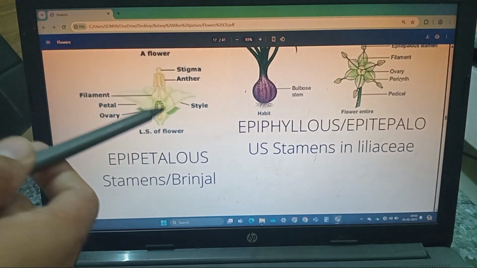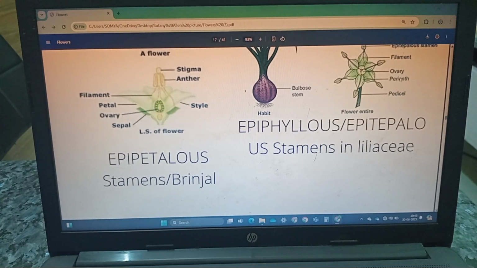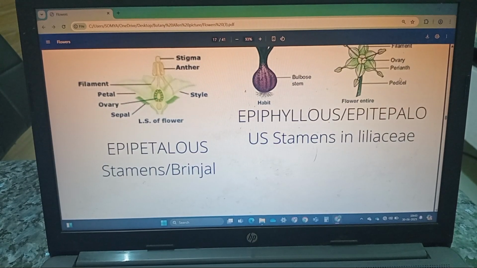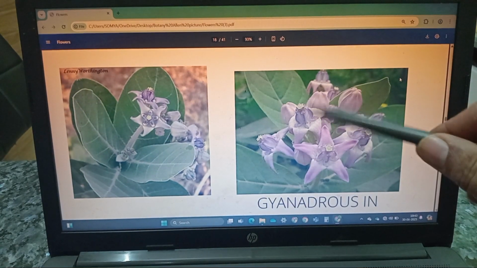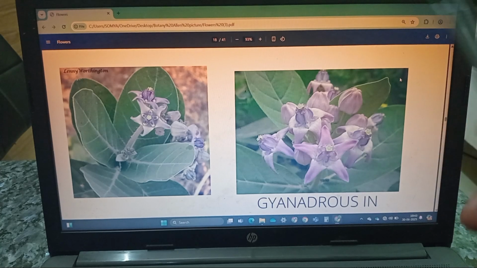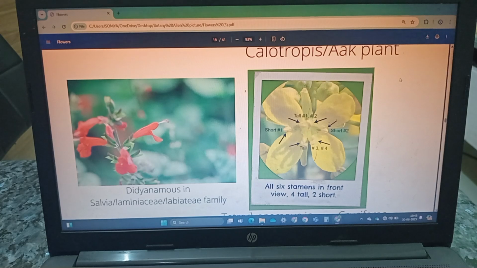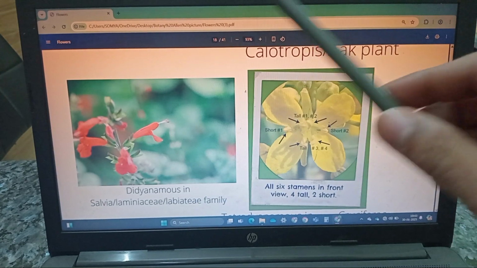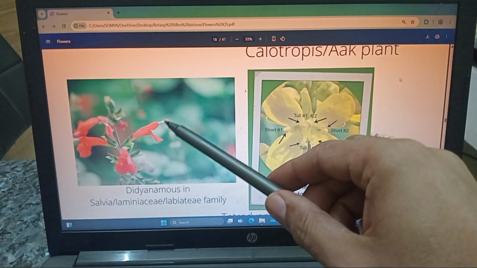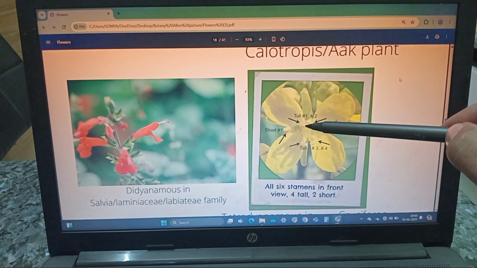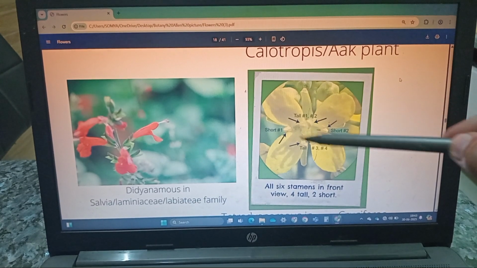Epipetalous condition is found in your Solanaceae, brinjal family. This is gynandrous condition, in which the stamens are attached to the stigma, found in Calotropis. Then depending on the length of the stamens, there can be didynamous and tetradynamous condition. The didynamous condition is found in Salvia. Tetradynamous condition means 4 stamens are long. That's found in the Cruciferae family.